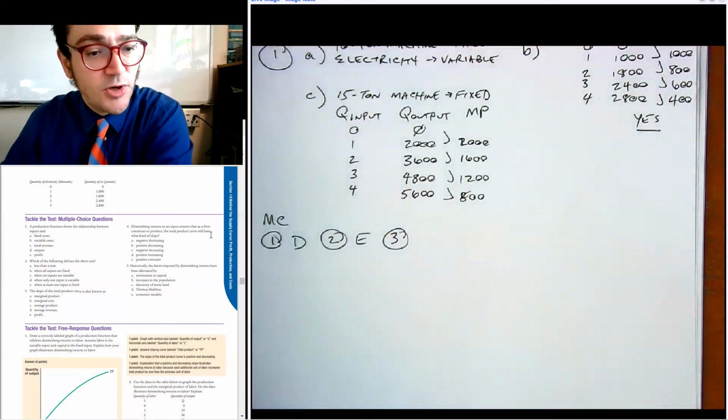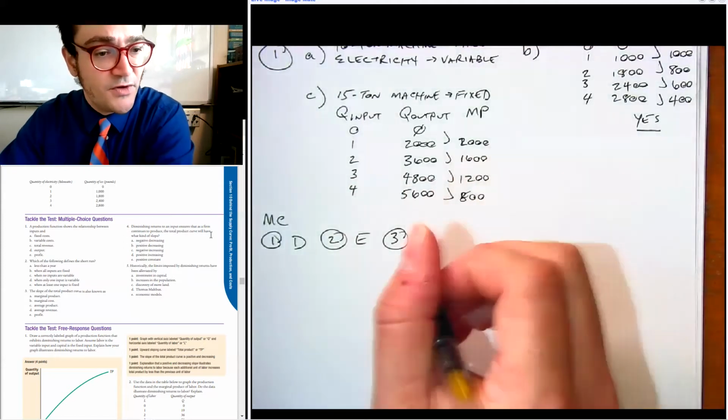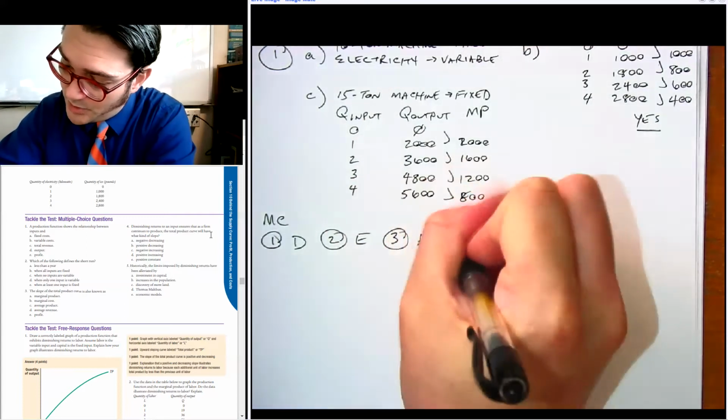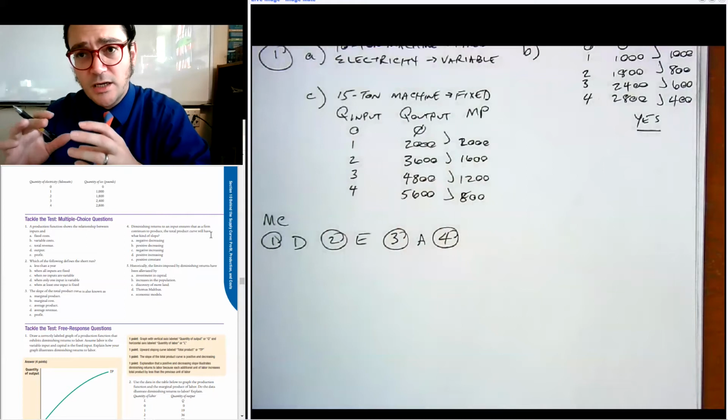Number 3, the slope of the total product curve is known as marginal product. So it's just the derivative function of it. So where is that? That's A. Okay. By the way, the slopes of all of the total functions that we look at are always going to be the marginal function.